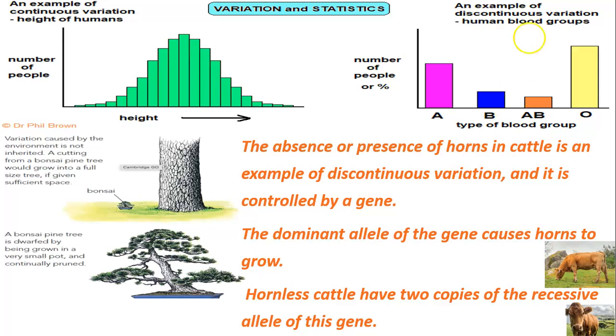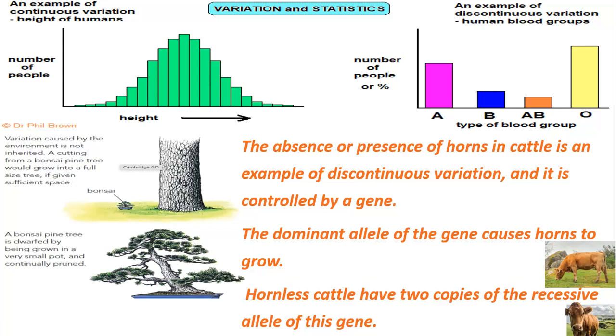If you look here, this is how we draw a continuous variation. You always draw it as a histogram, where you have the range making all the bars of the histogram close together, as you see here. While the distinct groups in the discontinuous variation will give you just a normal bar chart with the bars separated from each other with equal distances between them.